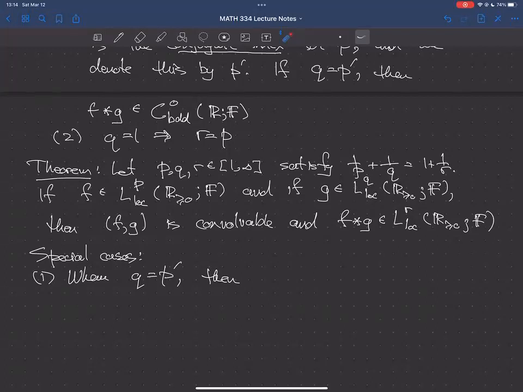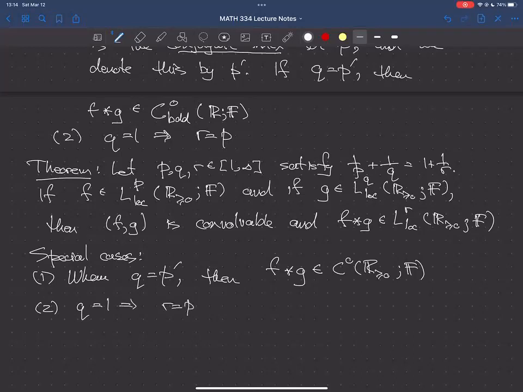So it could possibly be unbounded, but bounded on every compact subinterval. And so what we expect to happen is that we should have continuous functions that are bounded on every compact subinterval, but that's just the same as continuous functions, because every continuous function is bounded on every compact subinterval. So the point is that f star g is in C0. And then in case 2, where Q is equal to 1, we get R equals P again.